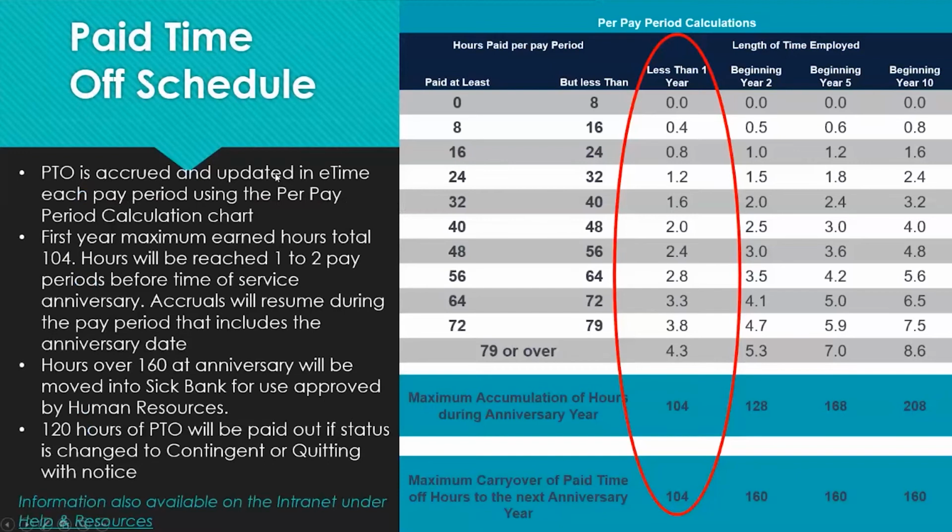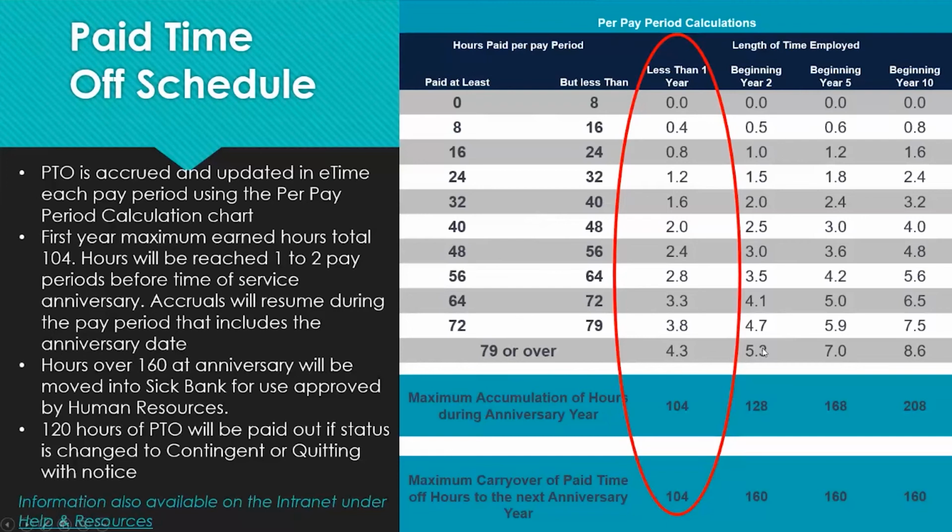So the next slide is going to cover the paid time off schedule. Here you can see on the right how that works out. You will find the amount of hours that you worked, find the paid at least, but less than, and see where you're at in this little sliding scale. Most of us will be in the 79 hours or more. And then for the first year, which is circled here in red, you'll get 4.3 hours of PTO for each pay period that amounts to 79 hours or more.